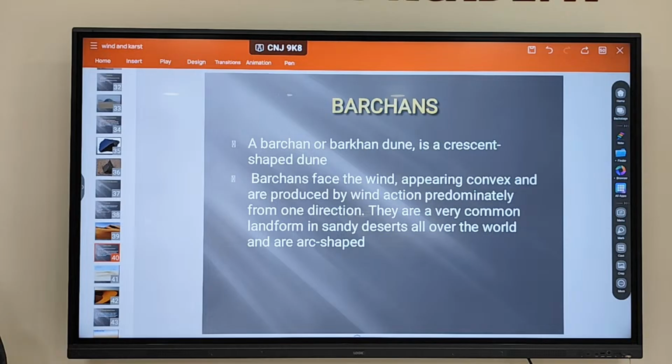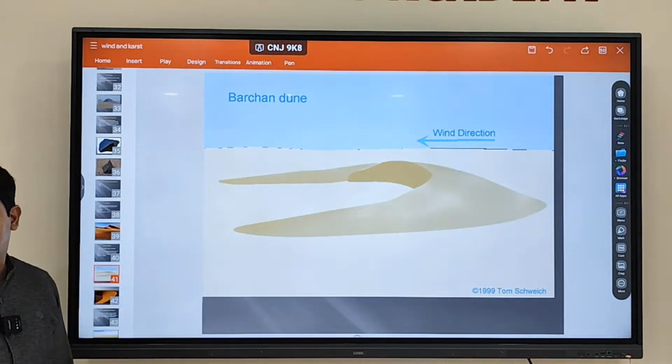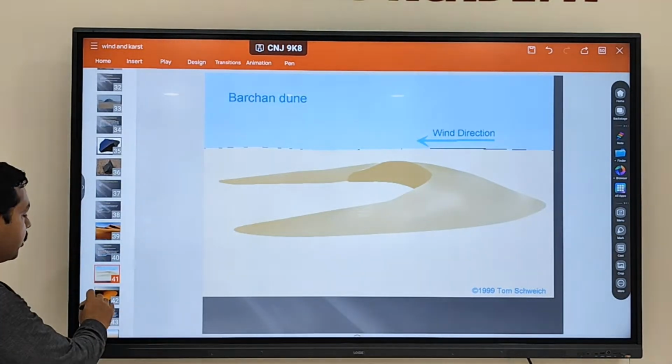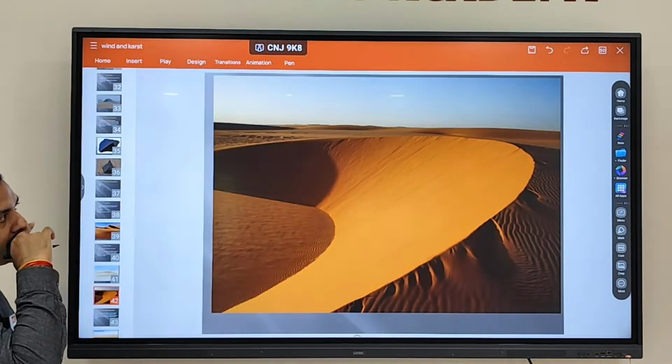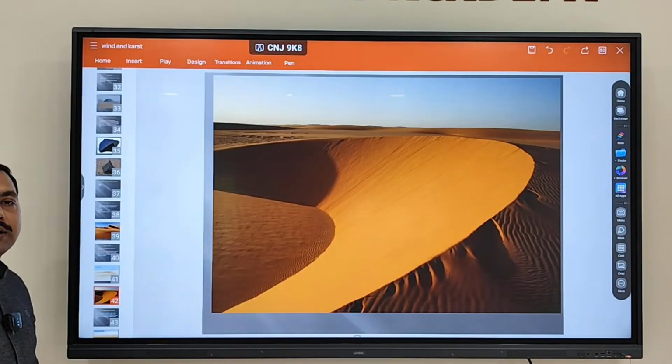Like in the Indian Thar desert, you can find this type of dunes. Clear? Crescent shaped dunes. So this is how you find crescent shaped dunes, or like this. In reality, how do you see crescent shaped dunes? Like this, you are seeing crescent shaped dunes in reality.